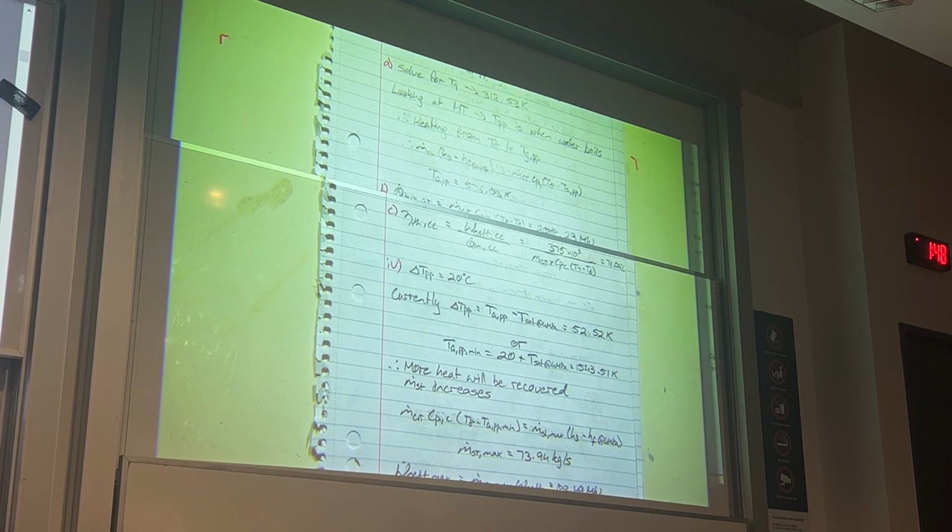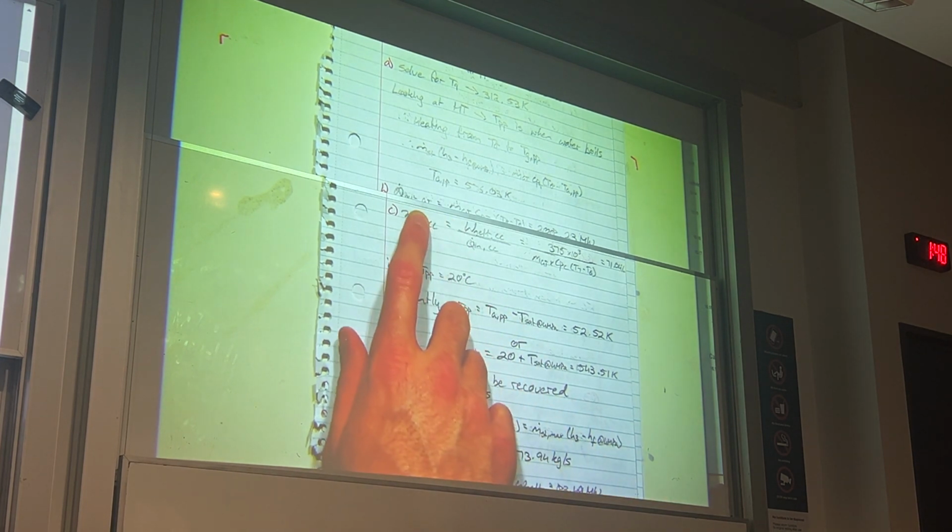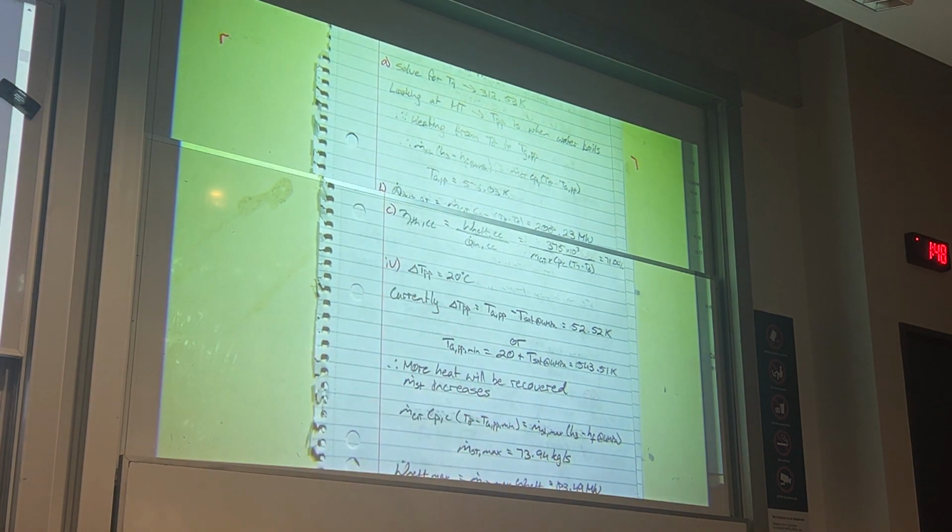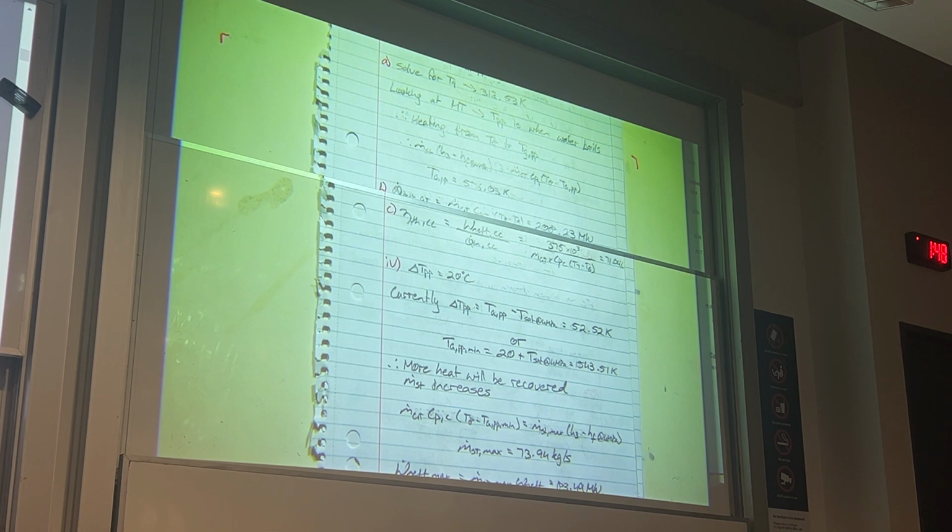Admittedly, I did not get the pinch point temp, but you can see B and C don't require the pinch point temp. So pretty much you're only losing out on like 2 marks or something. You could imagine the first question might be 3 marks for finding each temp or something. So if you miss out on the pinch point temp, it's not really holding you back.